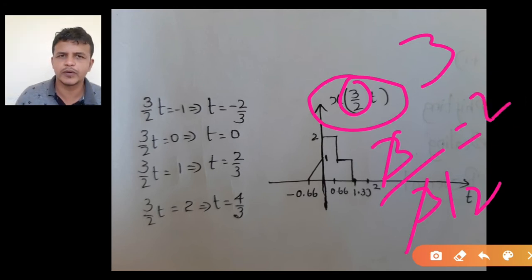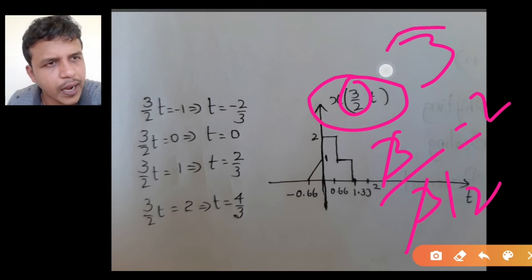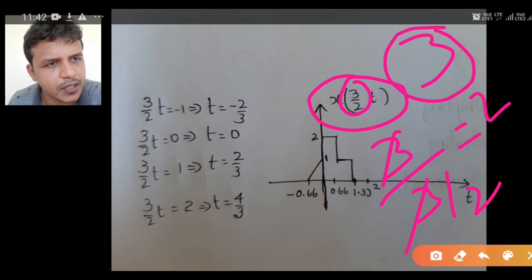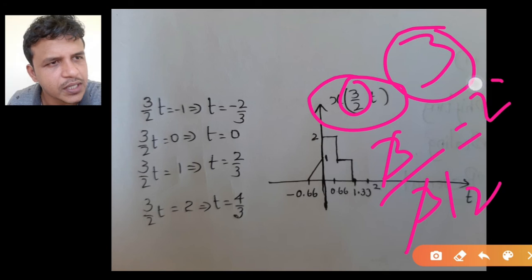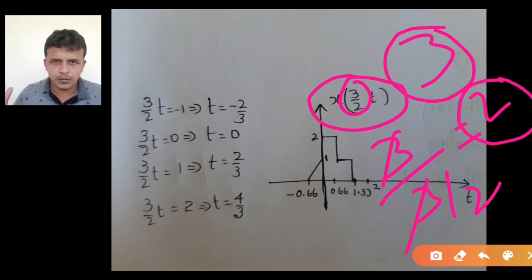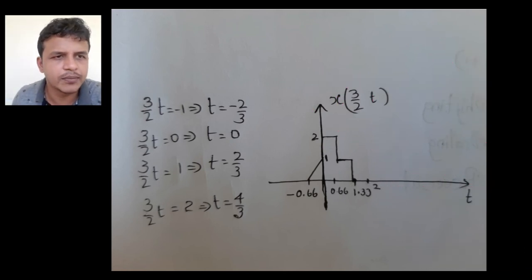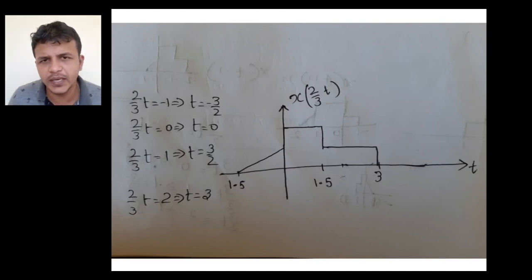So in this manner we got the total time duration. The actual signal happened for 3 time units, but after performing this time scaling operation, it is taking 2 units. So the total time is compressed when we have a scaling factor greater than 1. Okay, the same thing I have repeated for x of 2 by 3 into t.